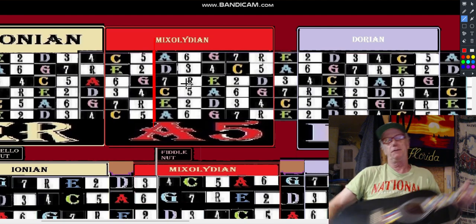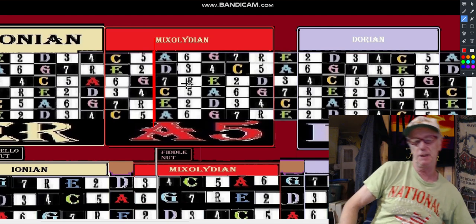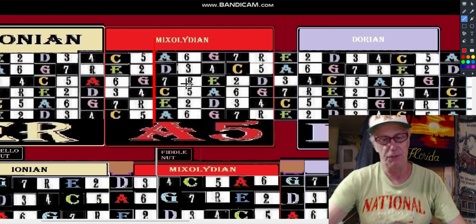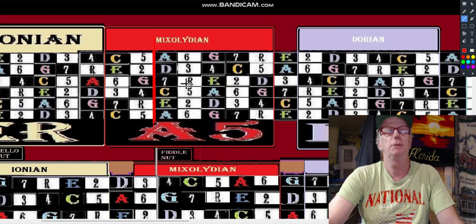So that's a benefit. The second benefit of the cutout is it gives us the 7th modal string shape. Okay?